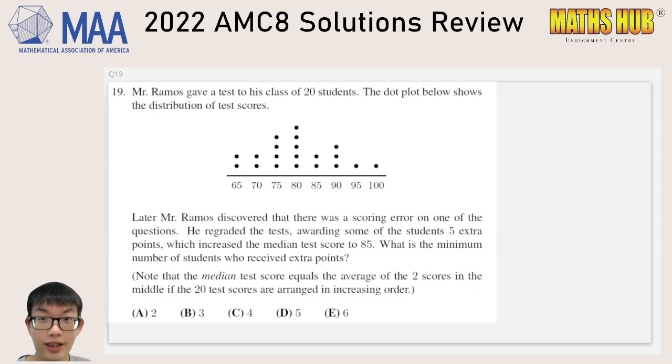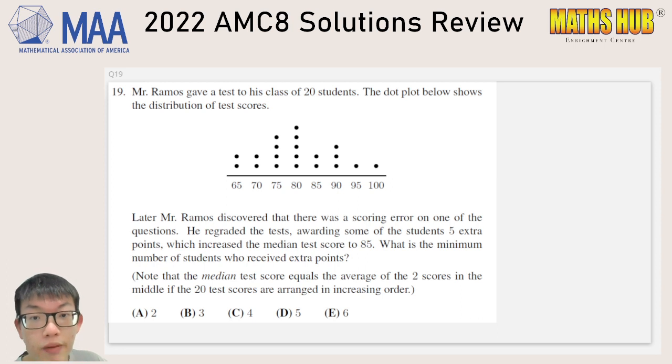Question 19. Mr. Ramos gave a test to his class of 20 students. The dot plot below shows the distribution of test scores. Okay, let's not look at the dot plot, let's read the rest of the question. Mr. Ramos discovered there was a scoring error on one of the questions. He regraded the test, awarding some of the students 5 extra points, which increased the median test score to 85. What's the minimum number of students who received extra points? Note that the median test score equals the average of the 2 scores in the middle if the 20 test scores are arranged in increasing order.